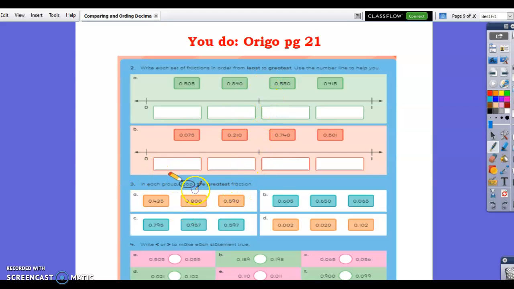On your number 3, it says loop or circle the greatest fraction. So you're circling the greatest value of a fraction for A, B, C, and D. And then your number 4, it says write your greater than or less than symbol inside. Now, if they are exactly the same, remember you have your equal sign as well. Once you get to that point, then you need to let me know.